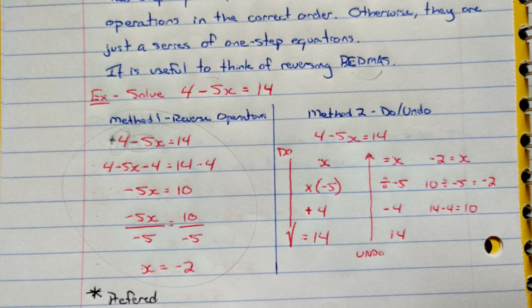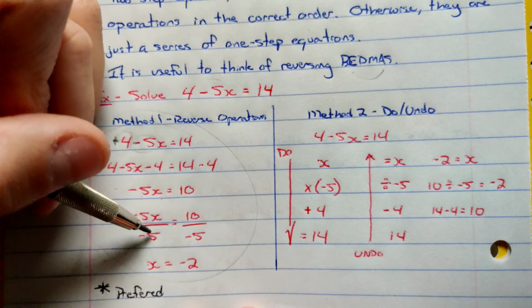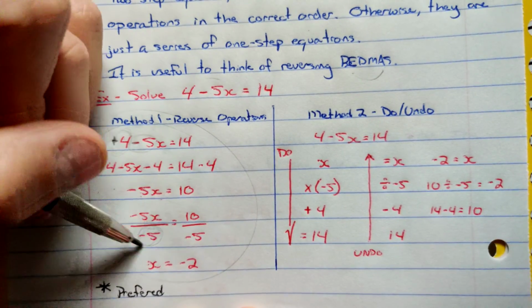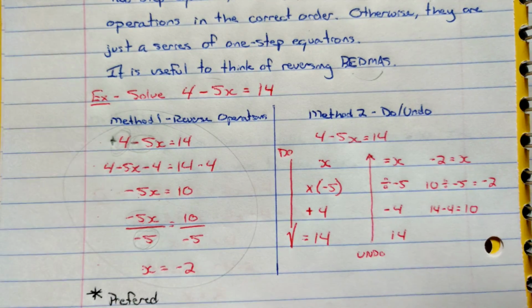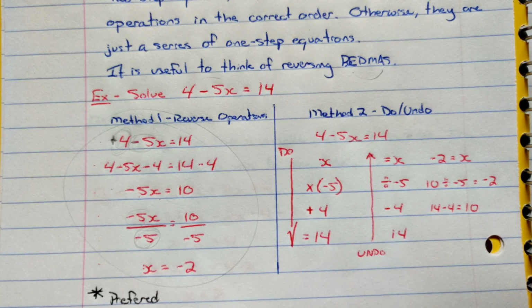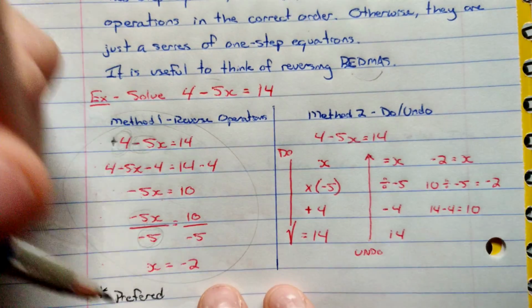The opposite operation is division. So we're doing the opposite operation. We're not doing the opposite sign. We're multiplying by negative 5, so we have to divide by negative 5. And that gets us negative 2 when it all works out. So that's the preferred method.